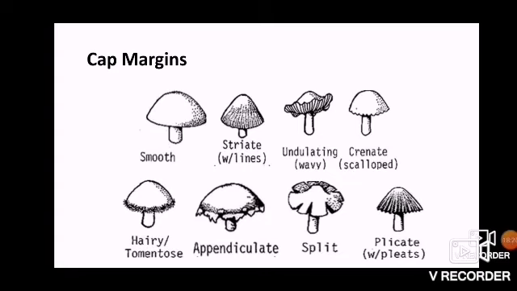Undulating is where those margins turn up. Often mushrooms that are smooth early in life become wavy or undulating later on. I'll usually say wavy because it's just easier to describe. And it's almost like a wave going around the edge. Scalloped is basically that. It's got little notches that have been cut into the margin as opposed to the striated lines.